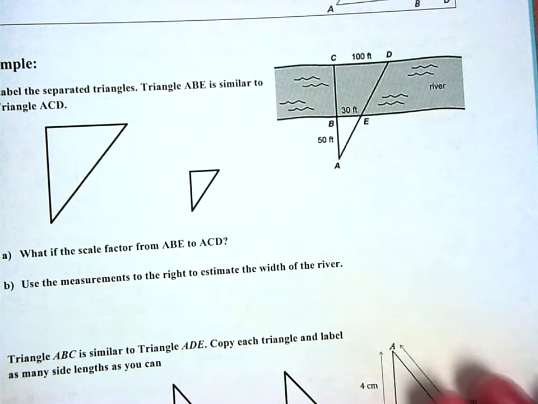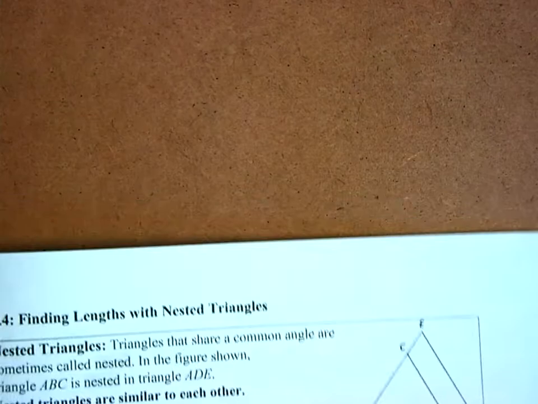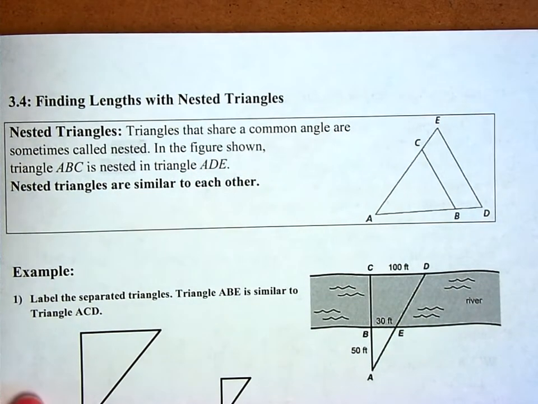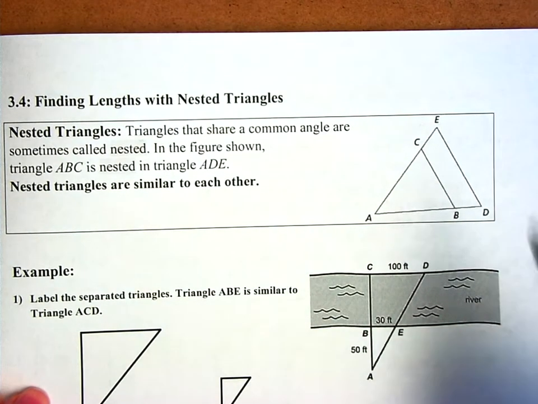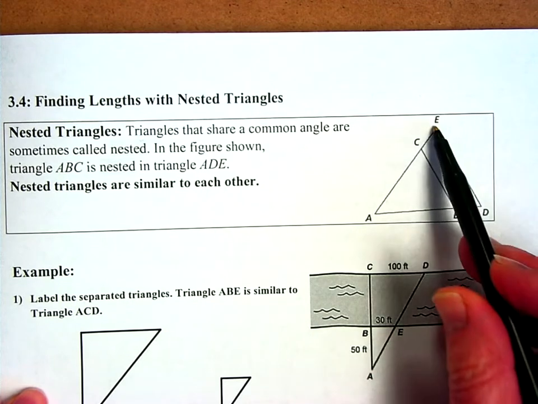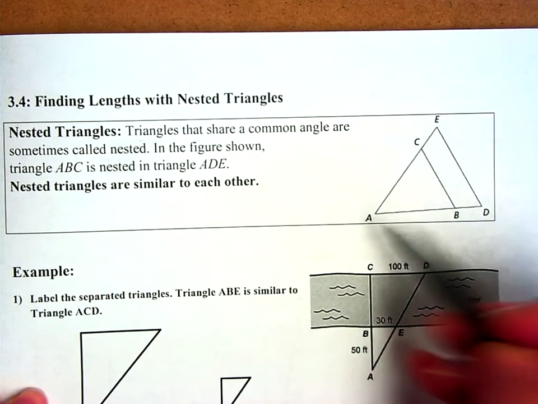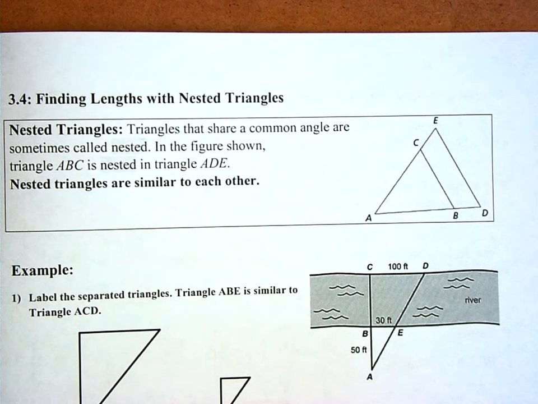Today we are going to talk about nested triangles. Nested triangles are two triangles that share a common angle. If you look at this drawing, we have triangle ABC and triangle ADE that share the same angle A. Nested triangles are always similar to each other, and you can use measurements that you find in them to find what's missing.